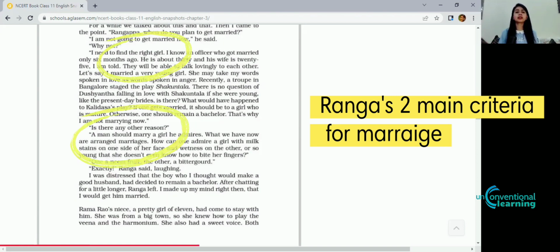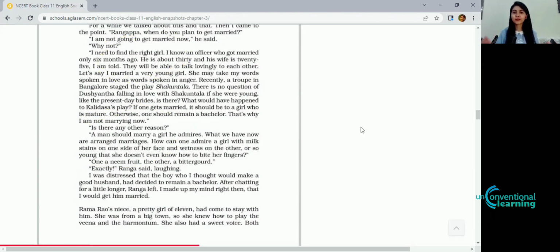Now, when the narrator hears this, he makes up his mind to get Ranga married. वो एक decision बना लेता है कि अब तो हम रंगा की शादी करा के रहेंगे, no matter what happens. So he gets this responsibility on his head. So if a question comes in your exam, who decides to get Ranga married? The correct option will be narrator. Narrator का नाम क्या है ये मेरे को आगे पता चलेगा.